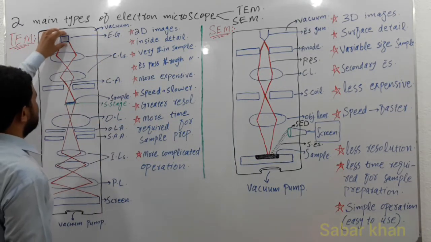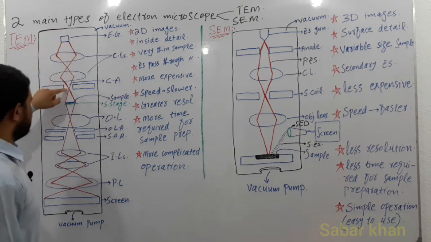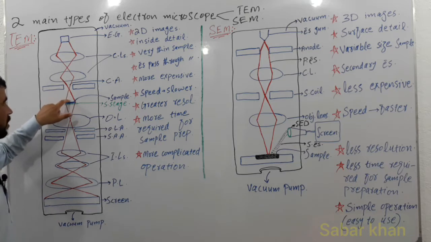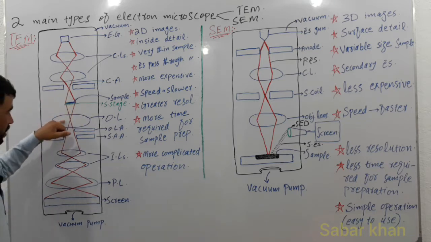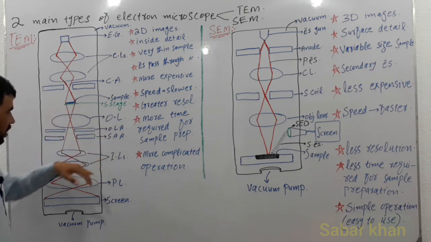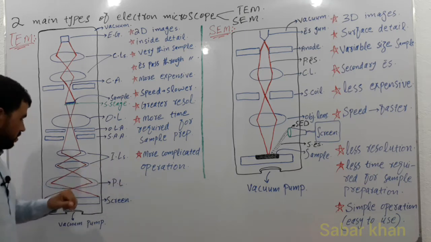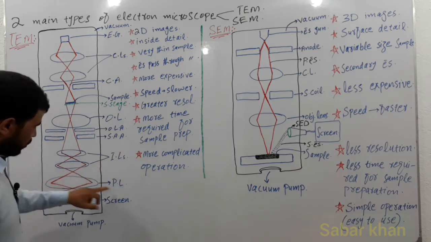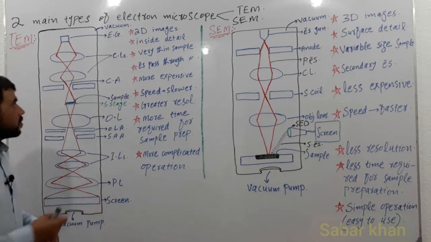This is the electron gun. These are the condenser lenses. This is the condenser aperture. This is the sample which is present on the sample stage. This is the objective lens. This is the objective lens aperture, selected area aperture. These two are the intermediate lenses. This is the projector lens, and this is the fluorescent screen.